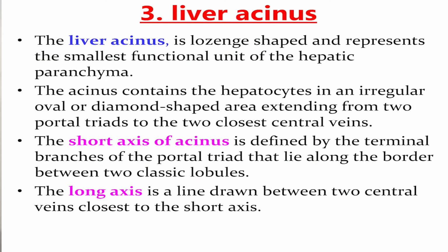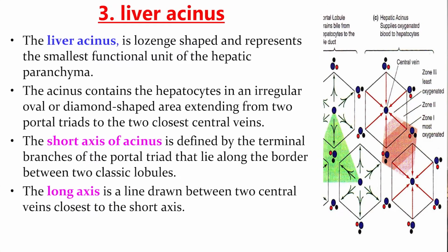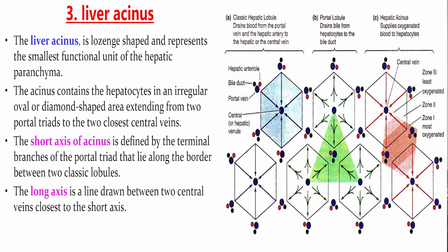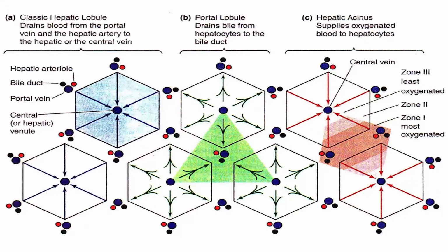Then the liver acinus. The liver acinus is lozenge shaped and represents the smallest functional unit of the hepatic parenchyma. The acinus contains the hepatocytes in an irregular oval or diamond-shaped area extending from 2 portal triads to the 2 closest central veins. The short axis of the acinus is defined by the terminal branches of the portal triad that lie along the border between 2 classical lobules. The long axis is a line drawn between the 2 central veins closest to the short axis.